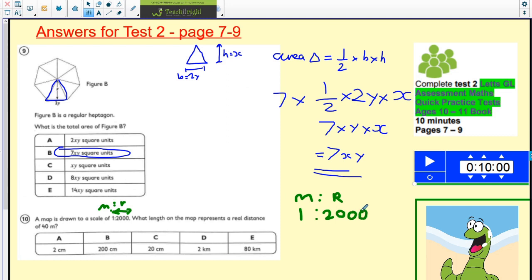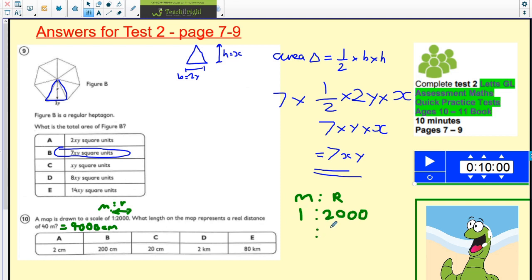is the scale. First thing I want to do is I'm going to turn my 40 meters into centimeters. And 40 meters into centimeters is 4,000 centimeters. And the reason I say 4,000 is because I know that 1 meter is 100 centimeters. So I've got 40 hundreds, or 4,000. So this is how much I've got in real life.